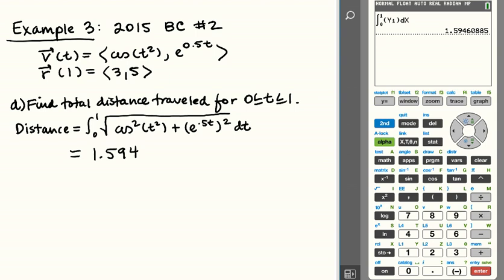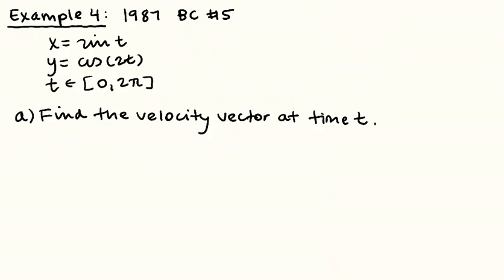Okay, that was 2015 BC number 2. Now let's go ahead and look deeper into that packet, and look at a really old one. All right, so here's one from 1987. It was number 5 on the BC exam. We've got x given by sine t and y given by cosine of 2t, where t is running over the interval 0 to 2 pi.